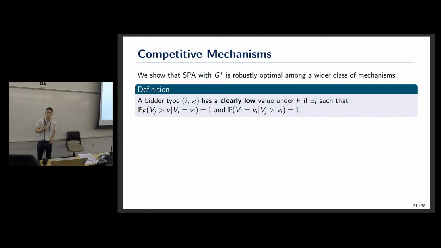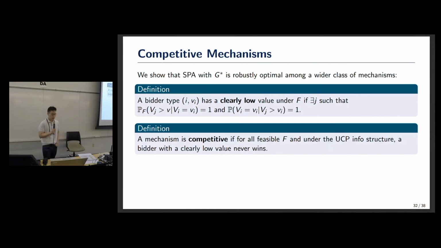So now we might wonder, to what degree is this mechanism good compared to going outside the class of second price auctions? And what we're going to show is that this is robustly optimal within a larger class of mechanisms we call competitive mechanisms. And what's the core of the definition of competitive mechanisms? It basically says if there's ever a situation in which I have a low value and your value is higher than mine, and we both know this with zero uncertainty, then I should never win. So in some sense, this captures mechanisms which utilize competition between the bidders in some kind of natural way.